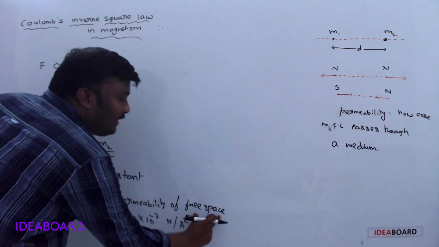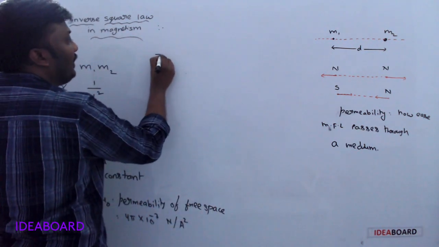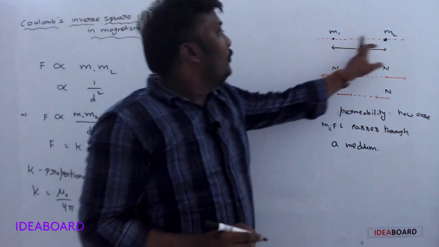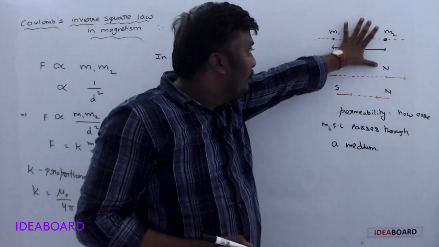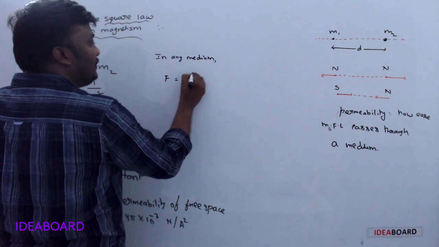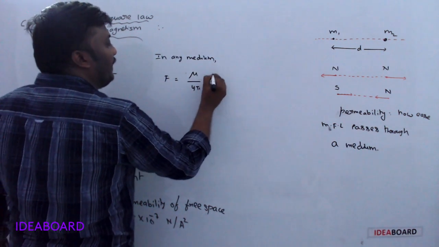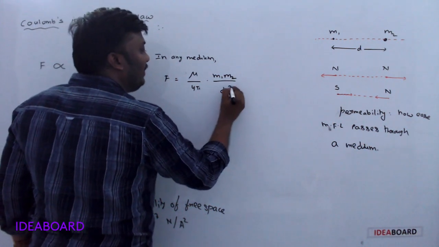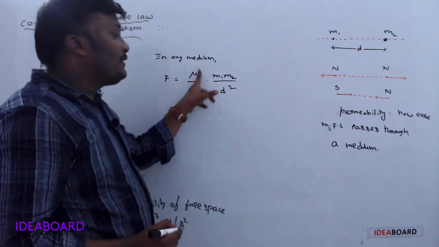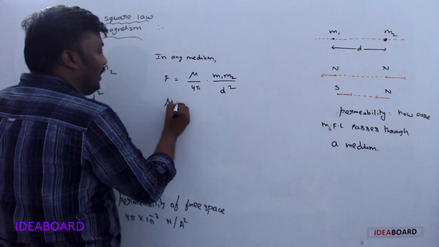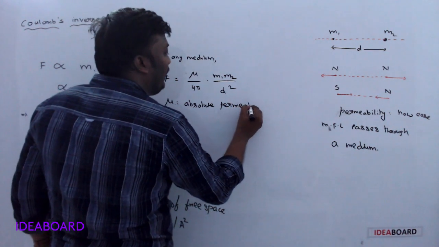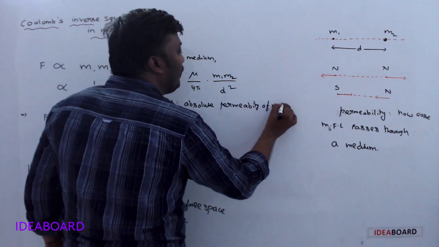So here, what medium do I take? Free space. If you take any medium, that means these two poles are placed in some medium, then the formula changes: F is equal to mu by 4 pi m1 m2 by d square. Here mu naught is for free space, and here mu is for the medium. So mu here is called the absolute permeability of the medium.